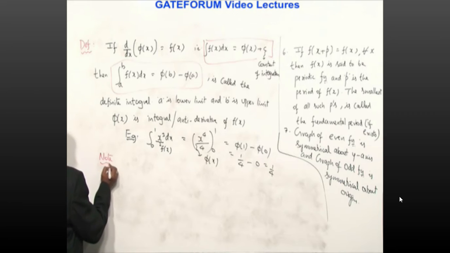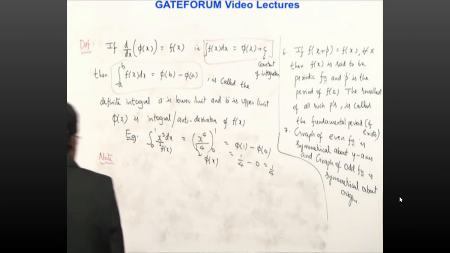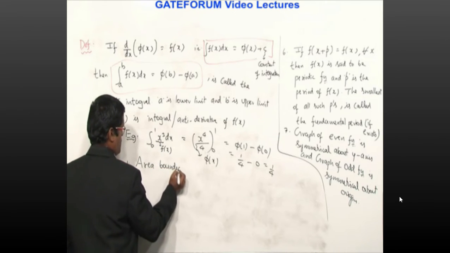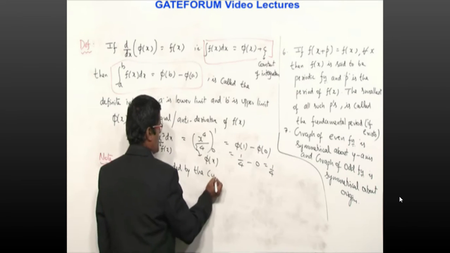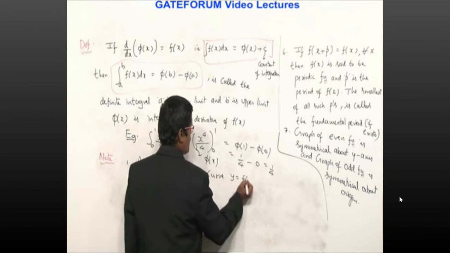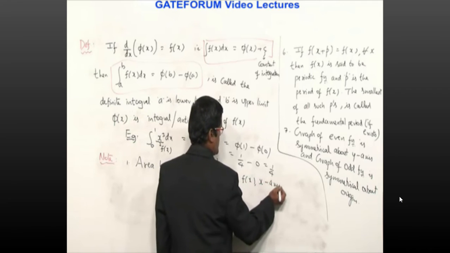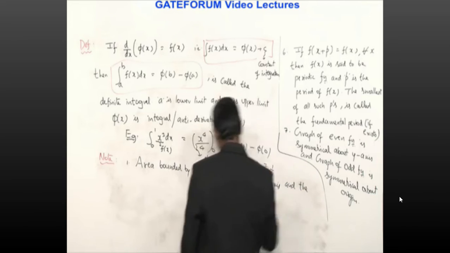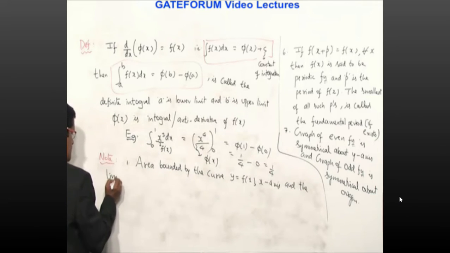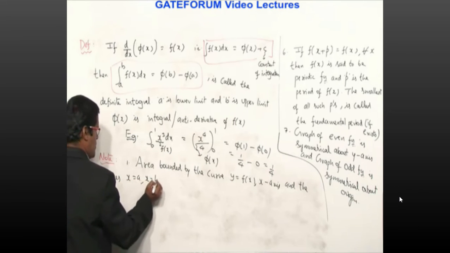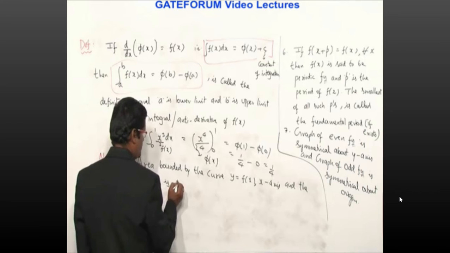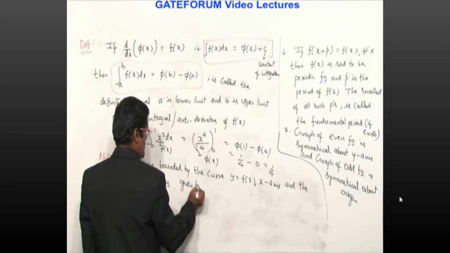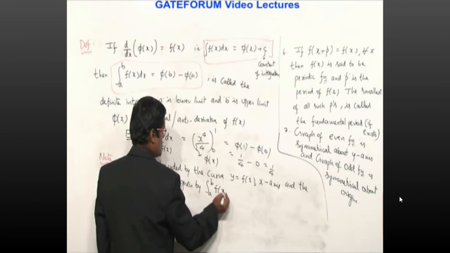Note, first point: the area bounded by the curve y is equal to f of x, the x-axis, and the vertical lines x is equal to a, x is equal to b, is given by the integral a to b of f of x dx.